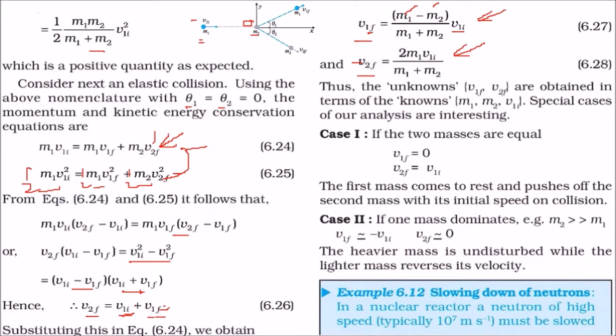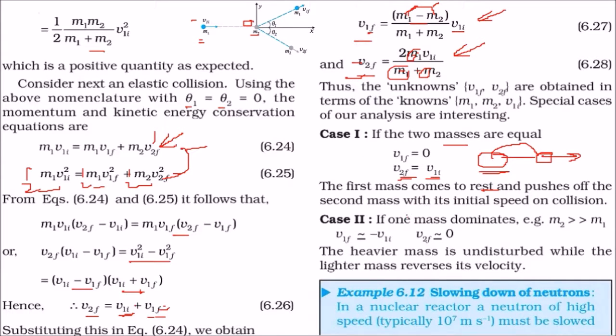There are certain special cases which are very interesting to know. First is if the two masses are equal, if M1 is equal to M2, this becomes 0. And how about this? If M1 is equal to M2, this becomes 2m, this becomes m, just cancel them out. You get V2F equal to V1I. So the first mass comes to rest and it pushes off the second mass with its initial speed on collision. I hope you got the idea. It is striking the second one, this comes to rest and this goes off with the same velocity by which the first one is striking.